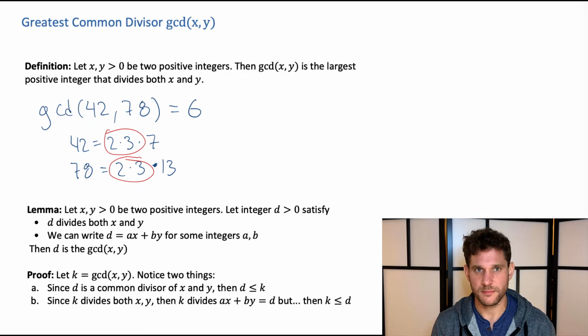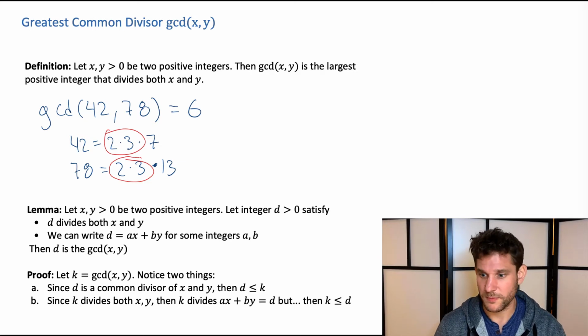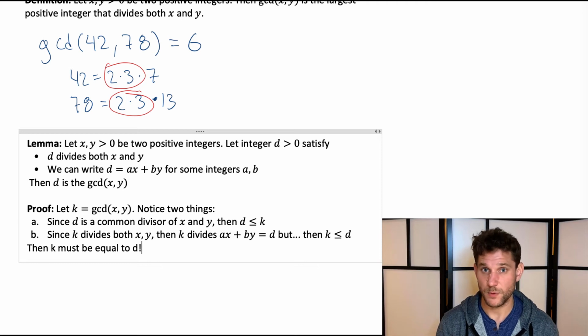On the other hand, since k divides both x and y, it's a common divisor of x and y. In fact, it's the greatest common divisor of x and y. Then k also has to divide any integer combination of x and y, right? If you take any integer combination ax plus by, then k has to divide that number as well. But that's d. If k divides d, then k has to be less than or equal to d. So we have to conclude here that k is both greater than or equal to d and less than or equal to d, and therefore we can conclude that k must be equal to d.